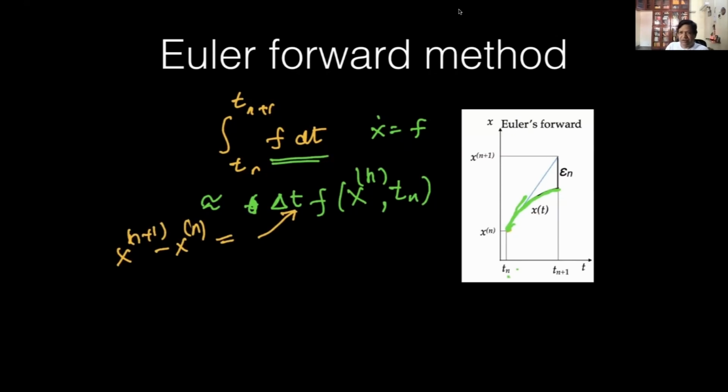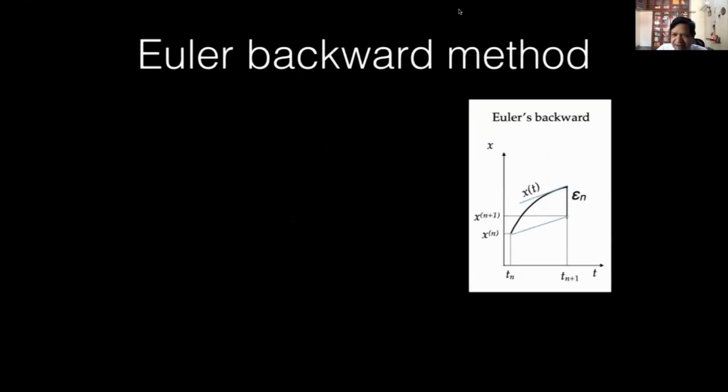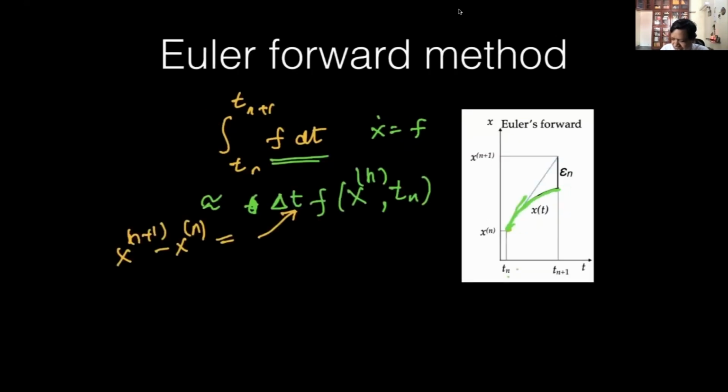So why is it called forward? It's called forward because we compute the value ahead using the slope at the present time. So if you're trekking on a mountain, you look at the peak in front of you, and you estimate from the present slope what the angle should be. So you're looking at the present slope and going ahead. So forward, that's what I use the local slope to estimate.